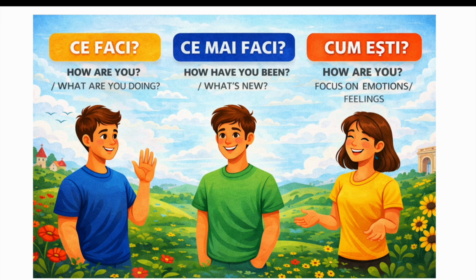So think about our three questions in quite a similar way with quite similar answers. We have "ce faci", "ce mai faci", and "cum ești". Let's do them again. "Ce faci, ce mai faci, cum ești." And all three can be answered more or less with the same answers that we saw before.